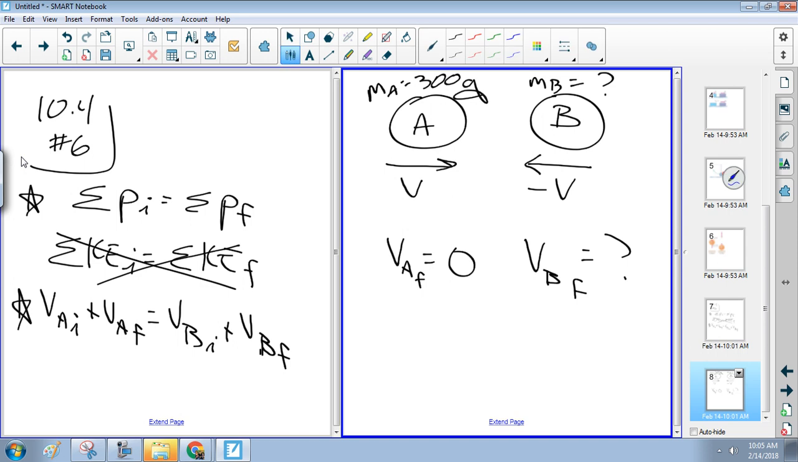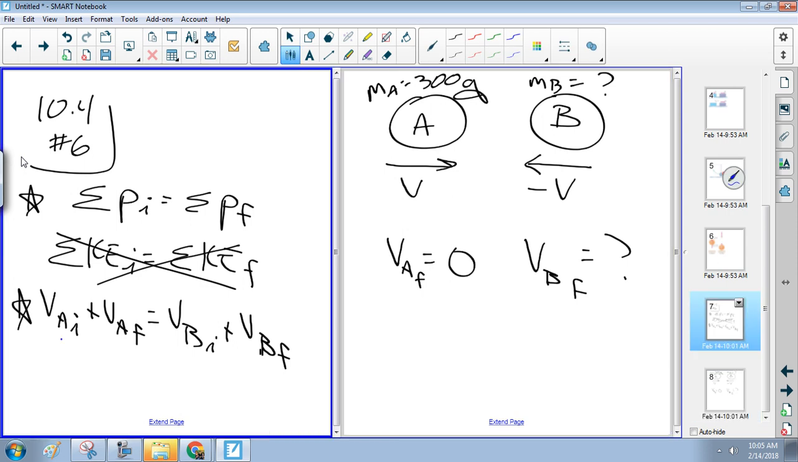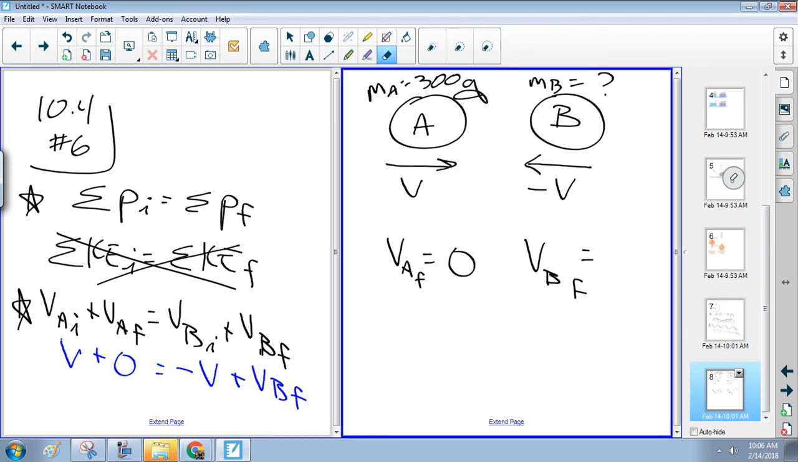So let's see, if I plug in my numbers here, the velocity of A initial is v, velocity of A final is 0. That's got to equal the velocity of B initial, which is negative v, plus VBF. Oh, so VBF is 2v. Those negatives make a big difference there, don't they? So if you forgot that negative, that's what messed you up. All right, so was that one of the two questions, I think?